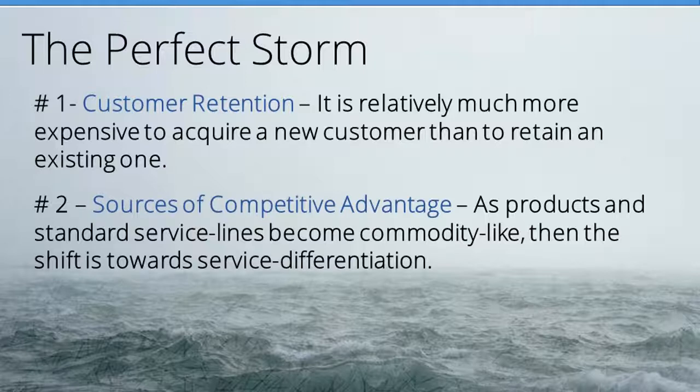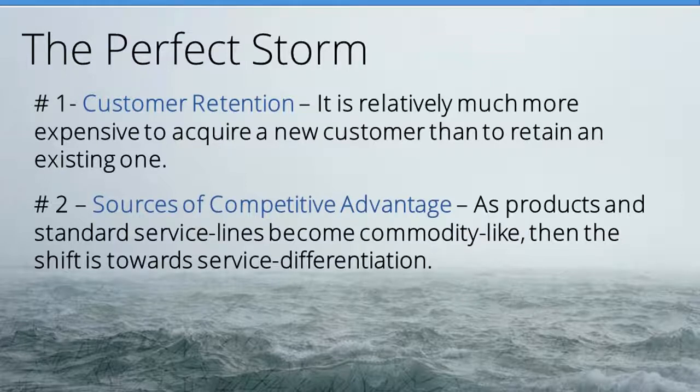They basically provide the same types of products, or banks have the same types of deposit accounts or checking accounts. And if some of you are saying, oh, well, we're actually very unique with our own product, I just say, well, let's wait a year or two because competitors are very good at copying. So if the products and service lines are commodity-like, then the shift must be towards different service differentiation.